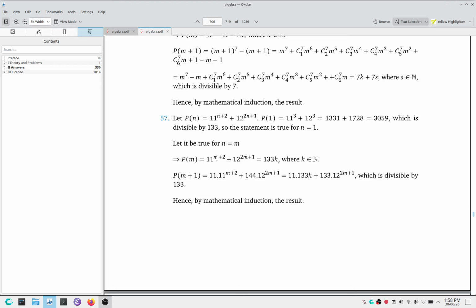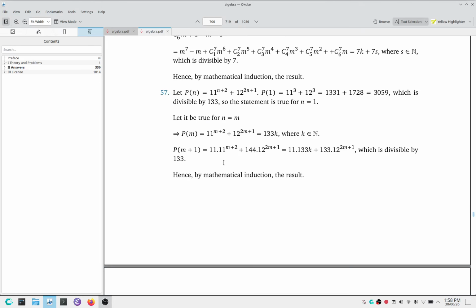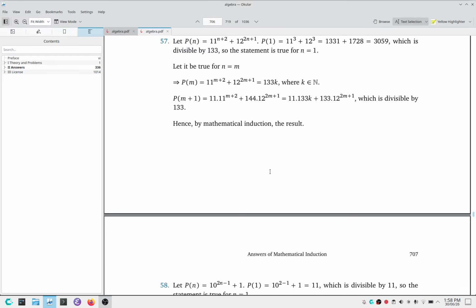So we have 11 raised to the power m plus 2 plus 12 raised to the power 2m plus 1 is equal to 133k. Now we compute for m plus 1, it would be 11 times 11 raised to the power m plus 2 plus 144 times 12 raised to the power 2m plus 1. We have taken 12 squared out and 11 out. Now this entire thing is 11 into 133k plus 133 times 12 raised to the power 2m plus 1, which is divisible by 133, and hence by induction we have the result.